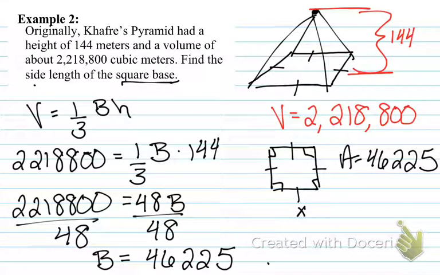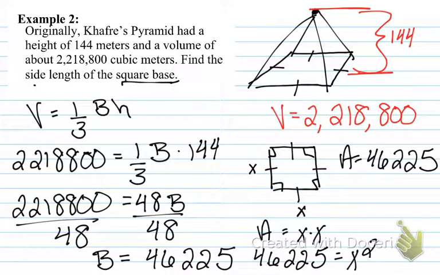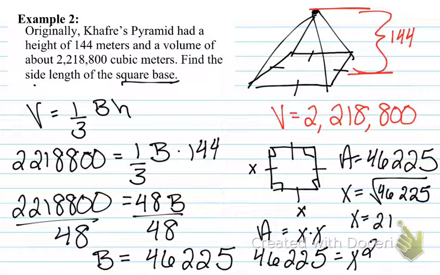Well, since it's a square, I know it's the length of that side as well. So the area for this is found by taking x times x, which is x squared. And my area is 4,625. So if we replace that in, 4,625 has to equal x squared. So then x would equal the square root of that. Well, let's see if that's a perfect square. I have no idea if it is. Oh my gosh, it is. x then would equal 215.